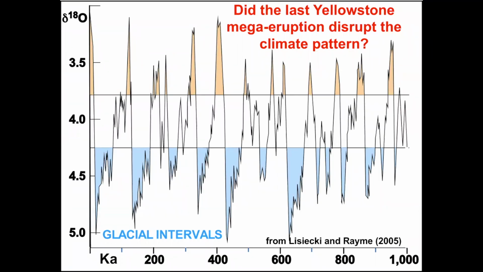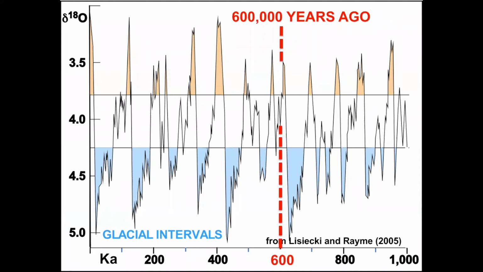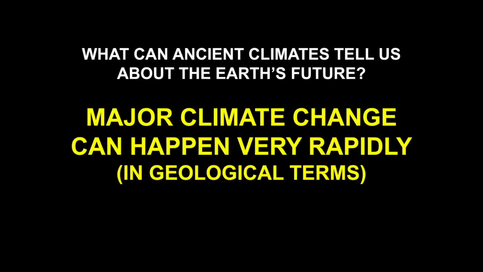So did it disrupt the climate pattern? Well, let's look at 600,000 years and see. What we see at 600,000 years is the Earth was coming out of a glacial episode, and then it abruptly went back into a cold climate again. So maybe there was a major disruption of the climate due to that mega eruption. So major climate change can happen very rapidly in geologic terms.